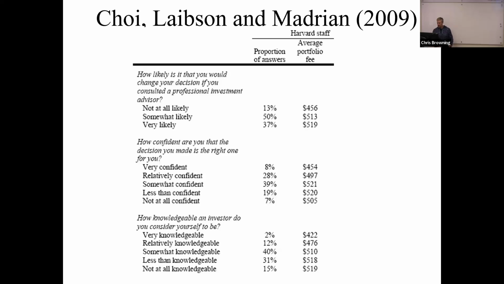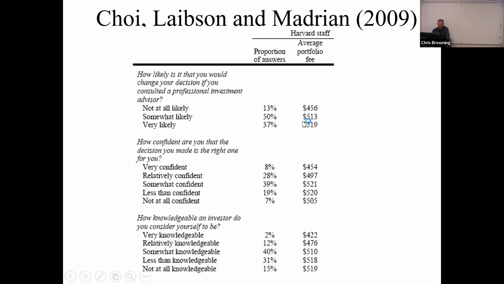All right, so here's an extension of this that's kind of interesting. And so let's just look at this. How likely is it that you would change your decision if you consulted a professional investment advisor? All right. So we see that as people increase their likelihood of changing their decision from consulting a professional advisor, their average fee based on what they selected in the experiment was higher.